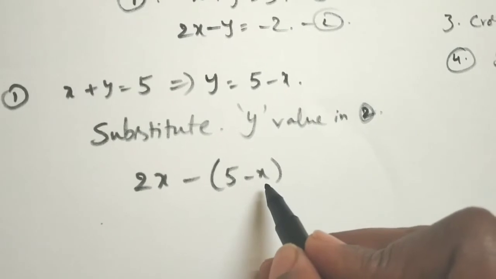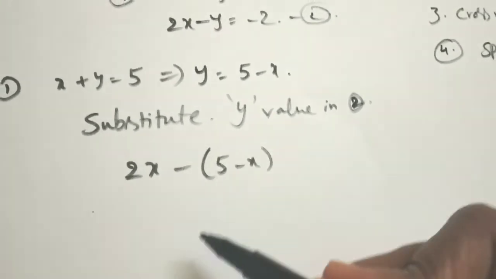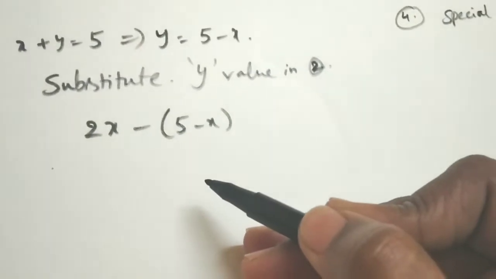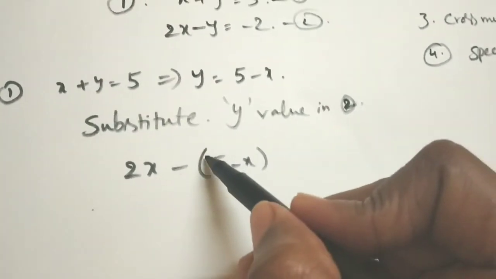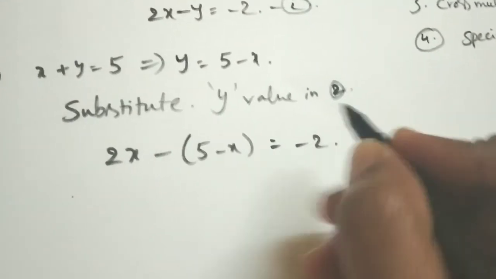If you forget the brackets, what will happen here? Minus of minus is plus, which you should write in the second step. If you are not taking the brackets, you will write minus x as it is, and then the value of the solution will change. Whatever you are substituting, compulsorily keep it in brackets. Is equal to minus 2 is the second equation.